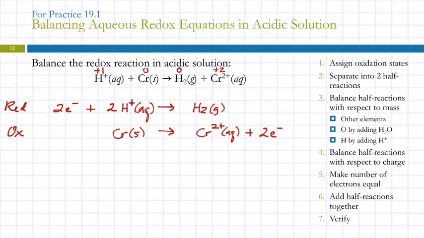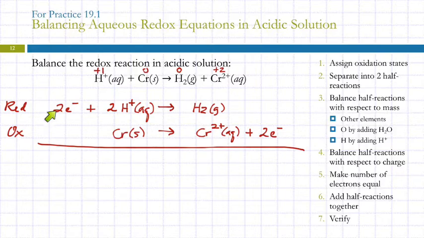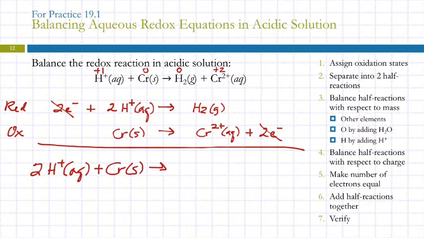You thought the first one was kind of simple. This one is just very simple. 2 electrons, 2 electrons. I don't even have to multiply. Those are going to cancel out when I add these two equations together. And I'm going to get 2H plus aqueous plus Cr solid, forming H2 gas plus Cr2+. The process is important, though.